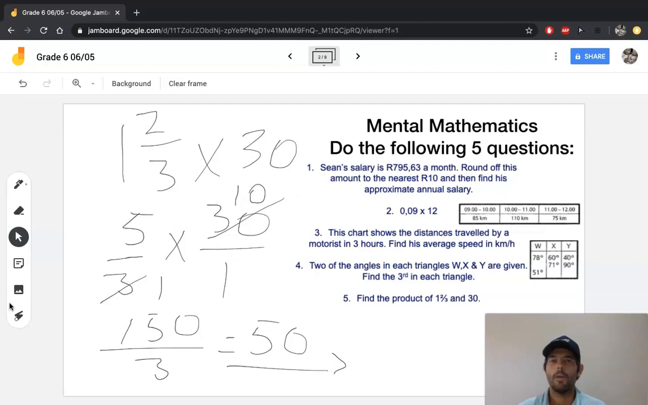Okay, I'm hoping that you guys are remembering these past principles that we've been going through over the past few weeks. Please feel free to go back and have a look at the lessons if you don't understand rounding off of decimals, or multiplication of decimals, or multiplication of fractions, or angles in a triangle. Go have a look at the videos. They're there for you.